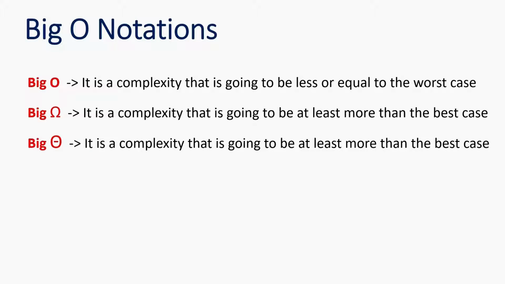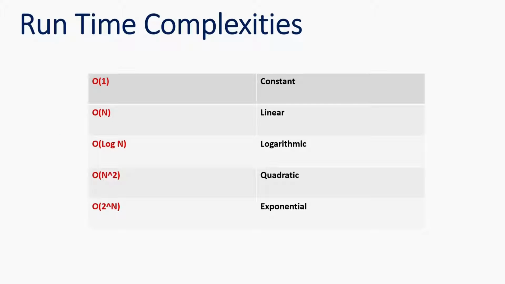Actually, there is a typo over here. Big theta is not at least more than the best case. Actually, it lies between big O and big omega. It is the middle case as we discussed earlier. Different runtime complexities are constant, linear, logarithmic, quadratic, and exponential. So we are going to study all these one by one.